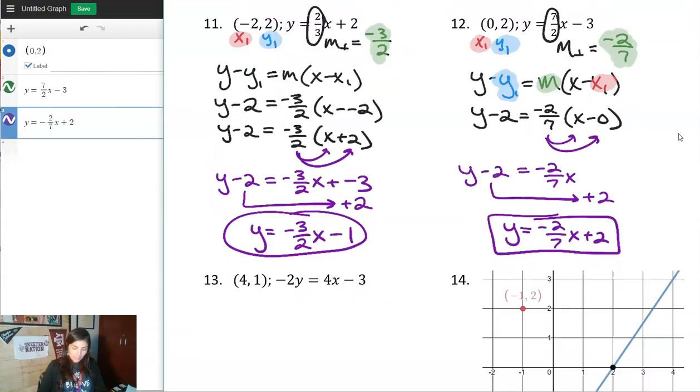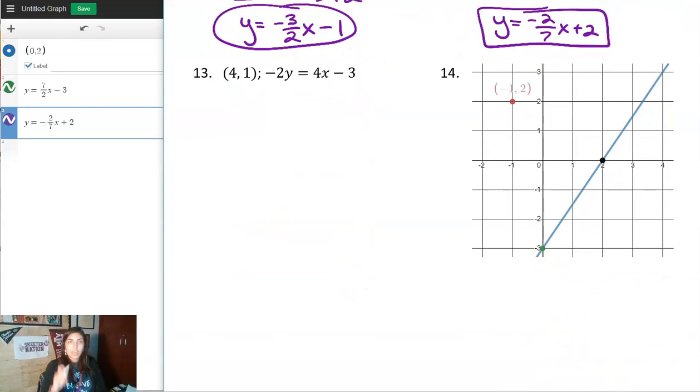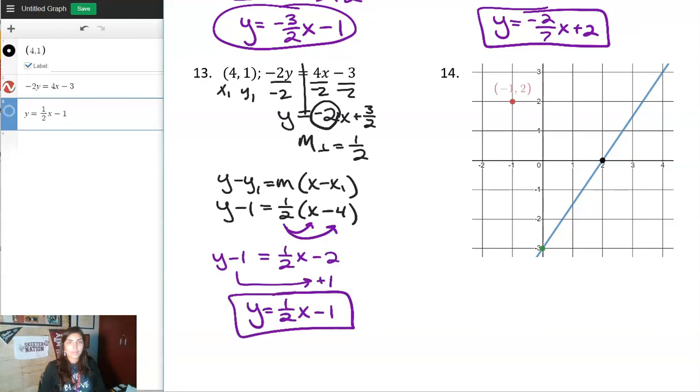I'm going to let you guys try number 13 because I feel like we need to have more independent practice on this. So number 13 is yours. I want you to find the original slope because it's not shown to you yet. Flip and flip, find the opposite reciprocal, and then do the same process so that you can write an equation that is perpendicular to that line and passes through that point. Check it out. How'd you do?